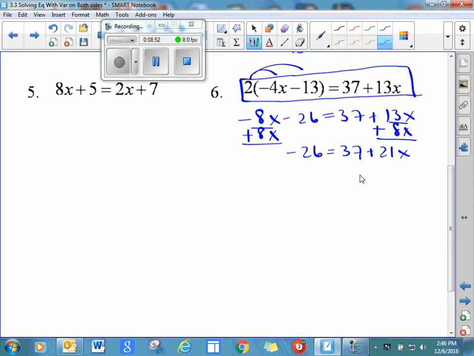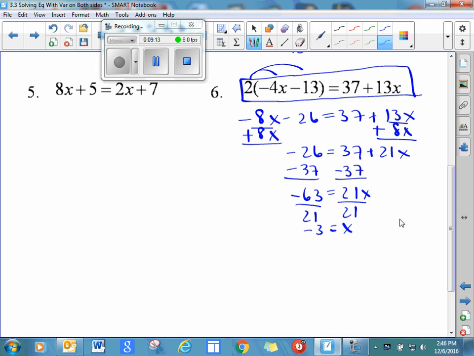So this is a two-step equation. We're going to subtract our 37 and get minus 63 equals 21x. Divide by 21, and you get x is equal to -3. I'm going to leave the check to you.